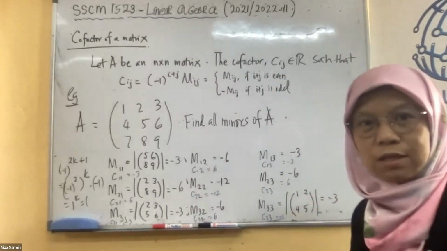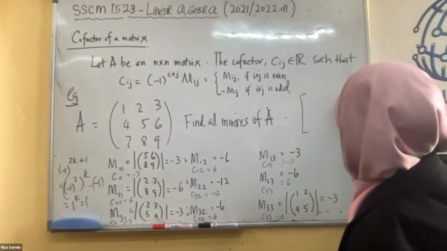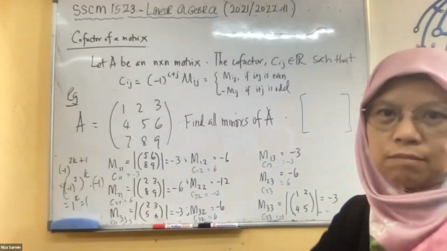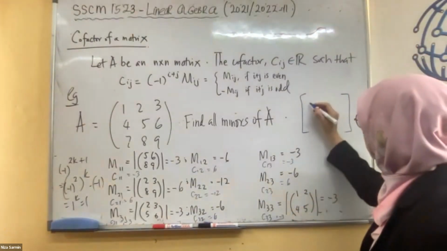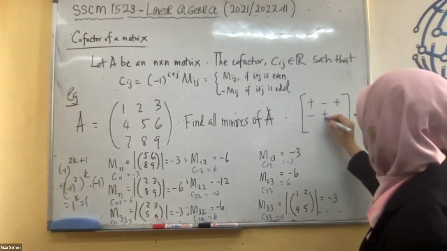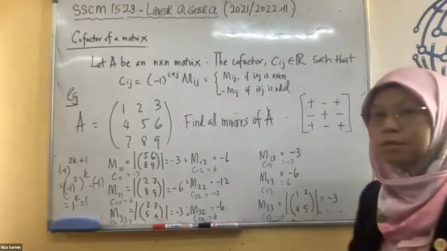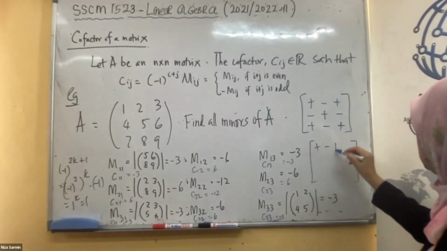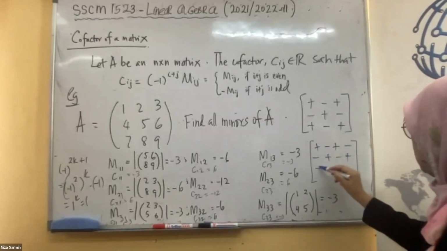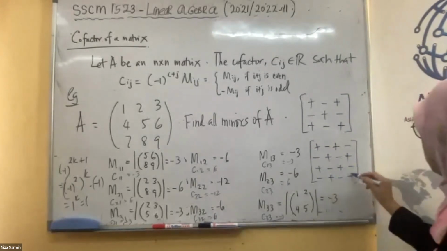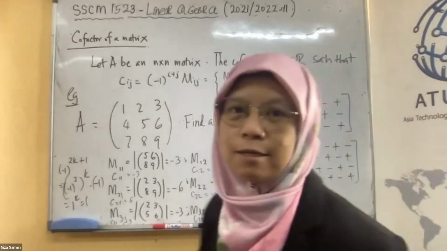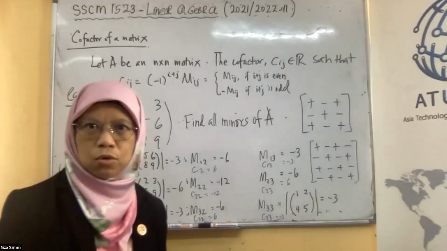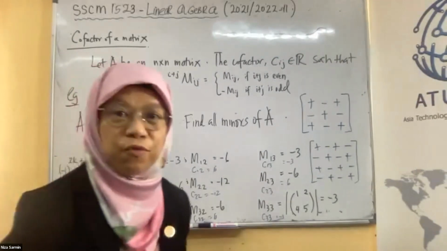So if you look at this cofactor of a 3 by 3 matrix, you see this is like a checkerboard, up and down, where you have plus, minus, plus, minus, plus, minus, plus, minus, plus. Or if you want to do 4 by 4, that will be like this. So this is like checkers. Okay, so we are done with the minor. We are done with the cofactor.